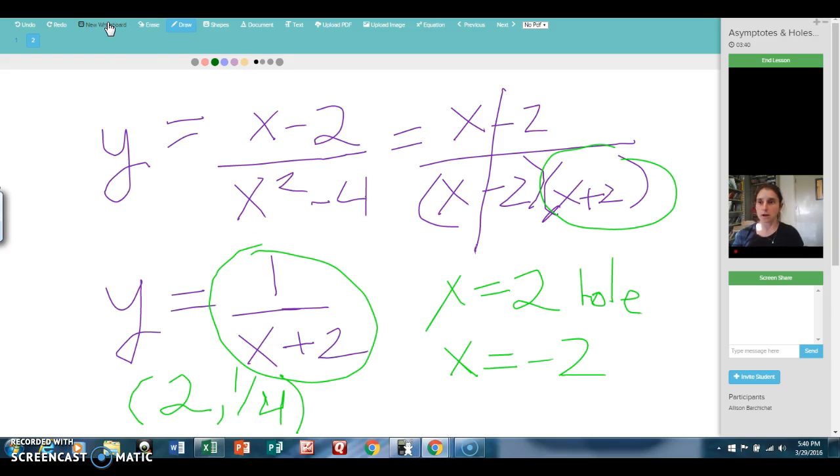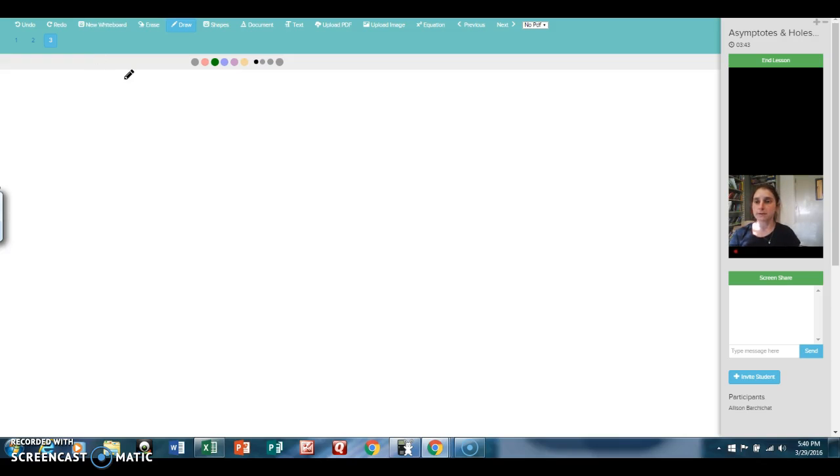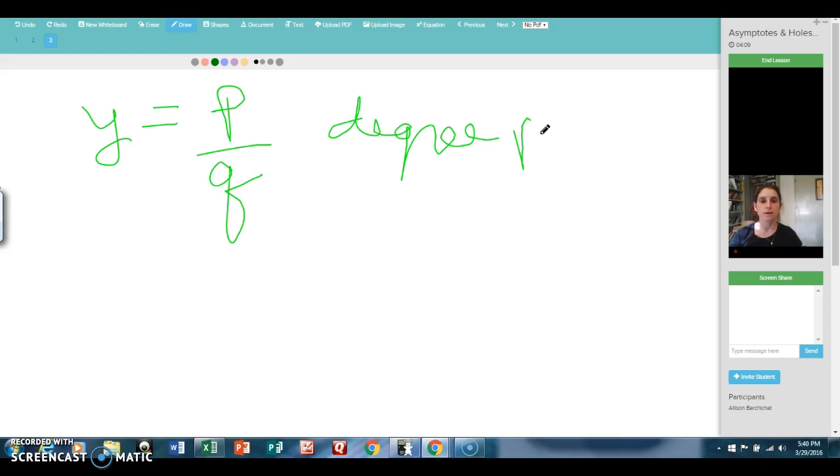All right, so next we're going to talk about the rules for horizontal asymptotes. So imagine that we have a rational function that's in this form, and the numerator and denominator are both polynomials. So we're going to be looking at the degree of the numerator and the denominator. Remember, the degree is the highest exponent of your polynomial. So 3 things can happen. If the degree of p is less than q, so say the numerator is x and the denominator is an x squared, then the horizontal asymptote occurs at y equals 0 every time.